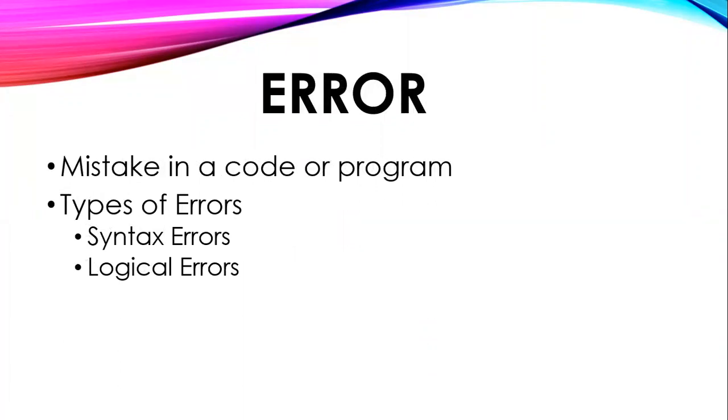Now, error. What is an error? A mistake in a code or a program. While typing a program, there might be a possibility of spelling mistakes, or of disobeying programming rules. These issues are considered errors. There are two types of errors in programming languages: one is called syntax error and the other is called logical error.